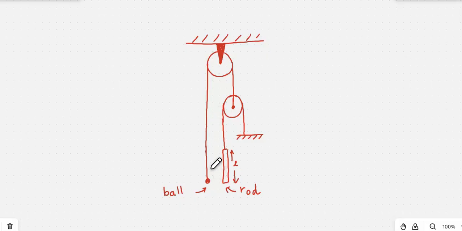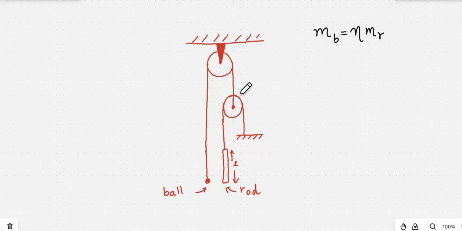Okay. And the question is, if the mass of the ball is eta times the mass of the rod, that is mr, then find out the time in which this ball will cross this rod, right? We have to find out that. Let's do that question.